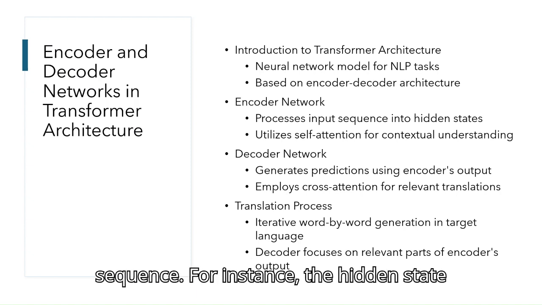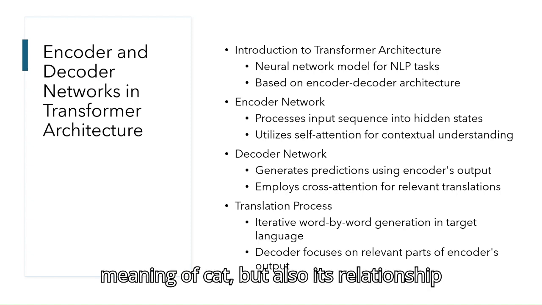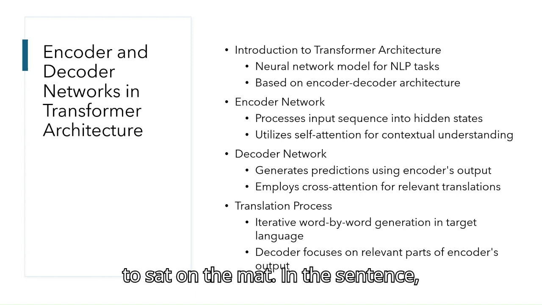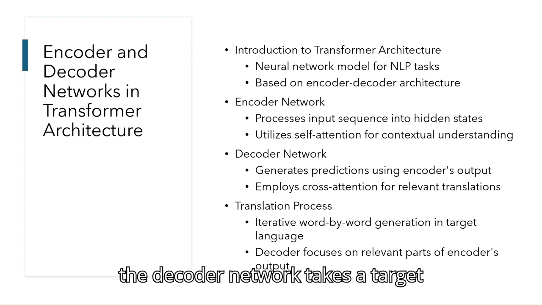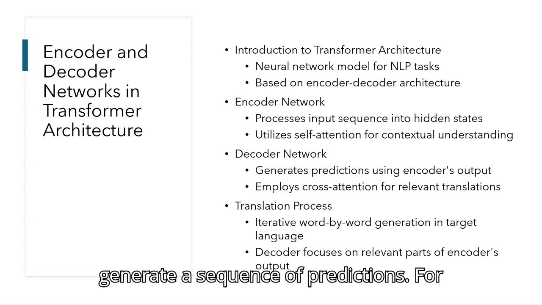For instance, the hidden state of cat would capture not just the meaning of cat but also its relationship to sat on the mat in the sentence. The decoder network takes a target sequence and uses the decoder output to generate a sequence of predictions.